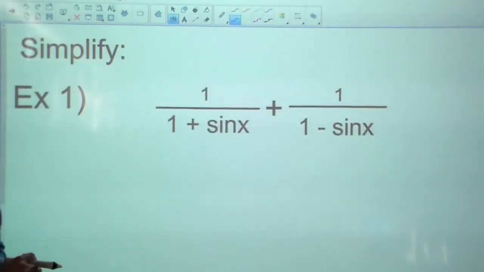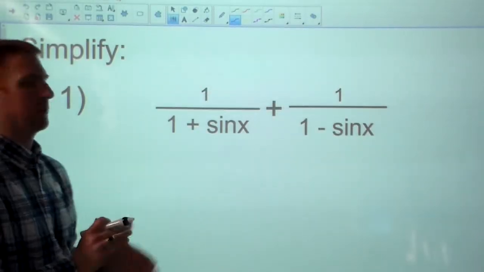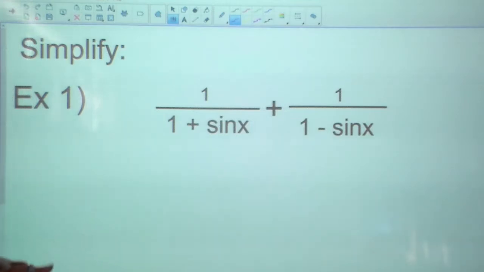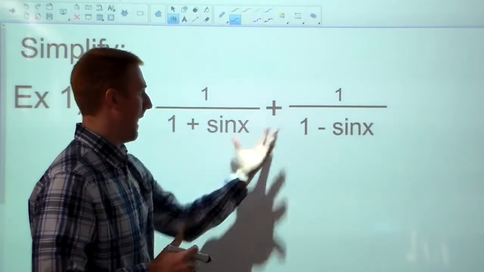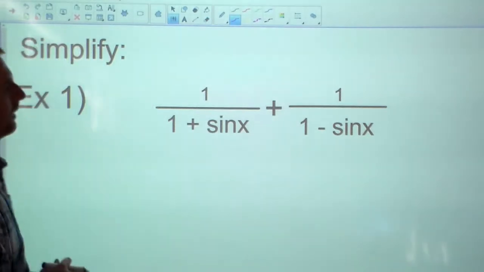Right, in this example, we've got two fractions. They happen to have sine in the denominator, but you're going to follow the same rules as typical. You've got two fractions. We're adding them, so we need a common denominator.